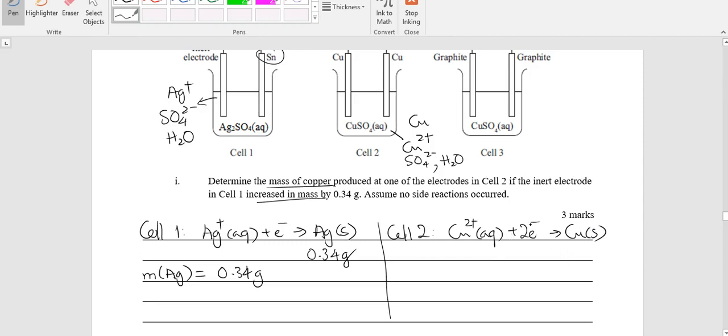And the number of moles of electrons in cell 1 is going to be identical to the number of moles of electrons in cell 2. So if I have the mass of silver, I can find the number of moles of silver, which is mass divided by molar mass. And I'm just going to do it on the calculator here.